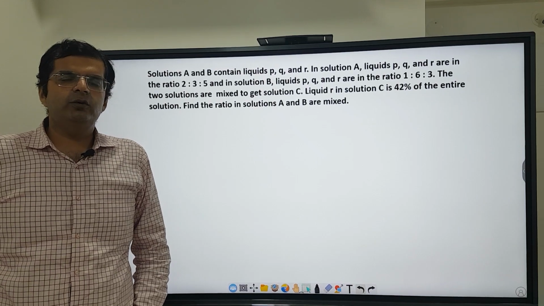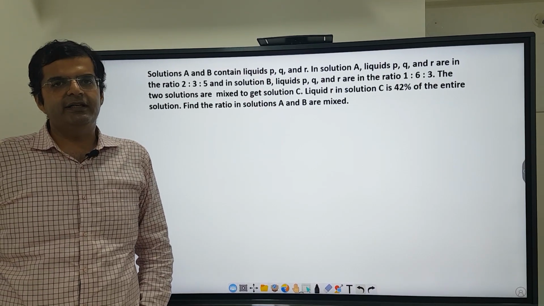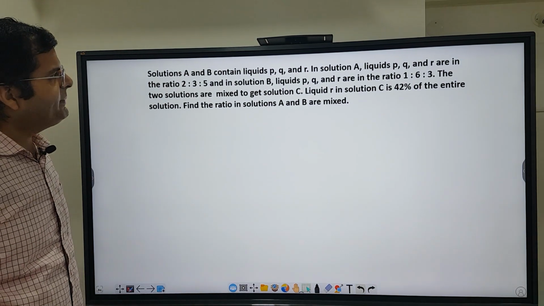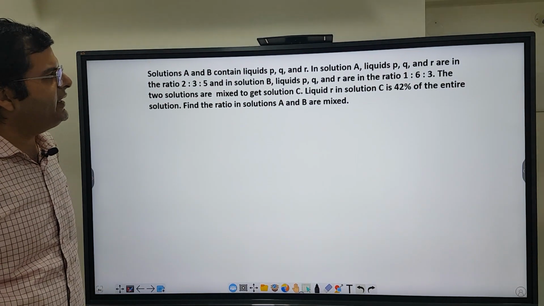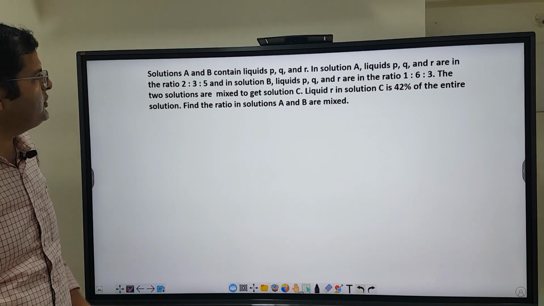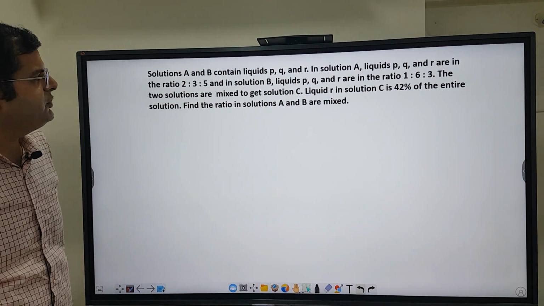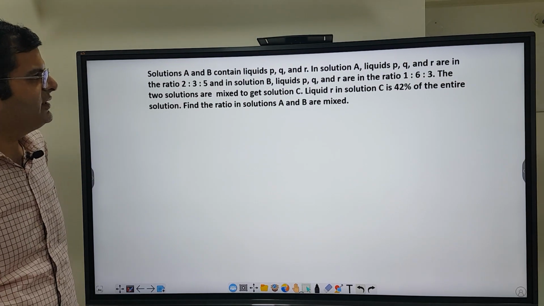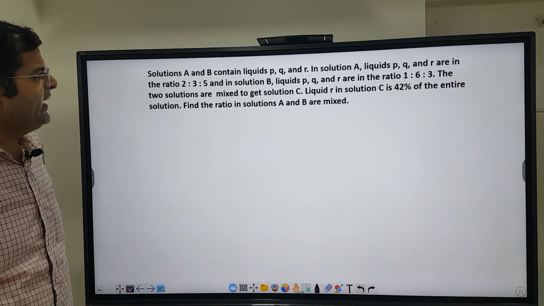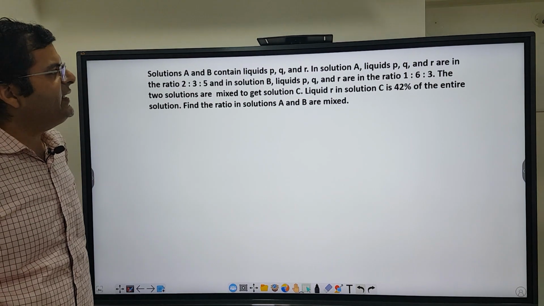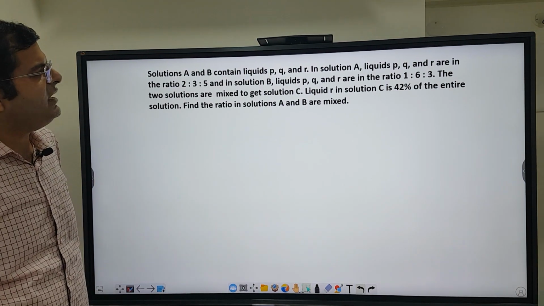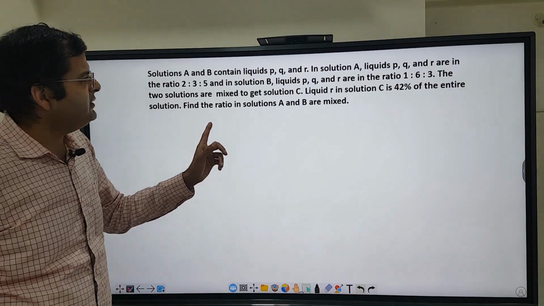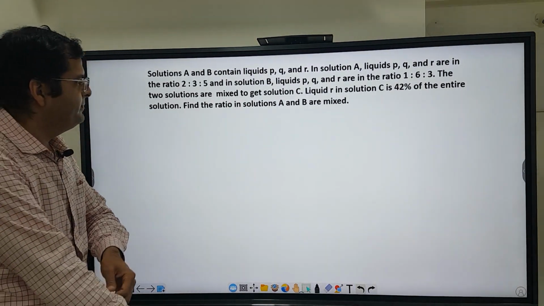So this is the 42nd question of the ratio and percentages chapter. The question says solutions A and B contain liquids P, Q and R. In solution A, liquids P, Q and R are in the ratio 2:3:5. And in solution B, liquids P, Q and R are in the ratio 1:6:3. The two solutions are mixed to get solution C. Liquid R in solution C is 42% of the entire solution. Find the ratio in which solutions A and B are mixed.